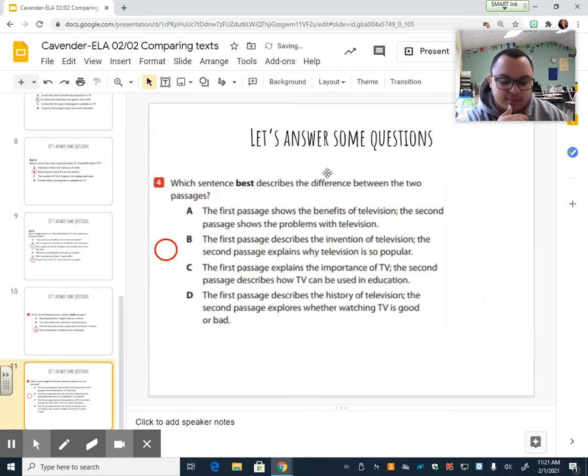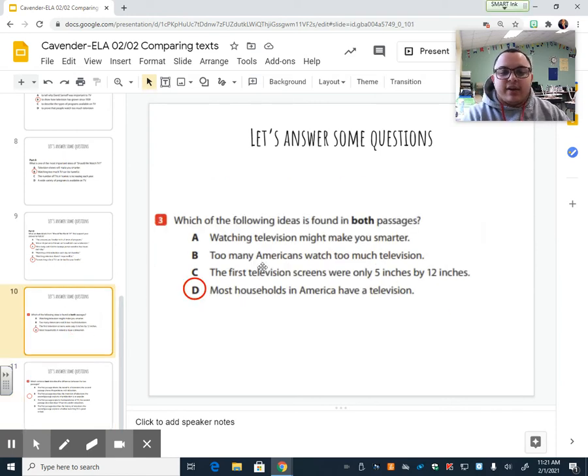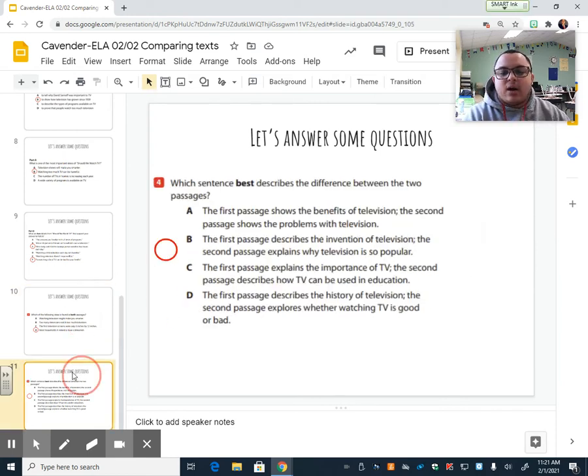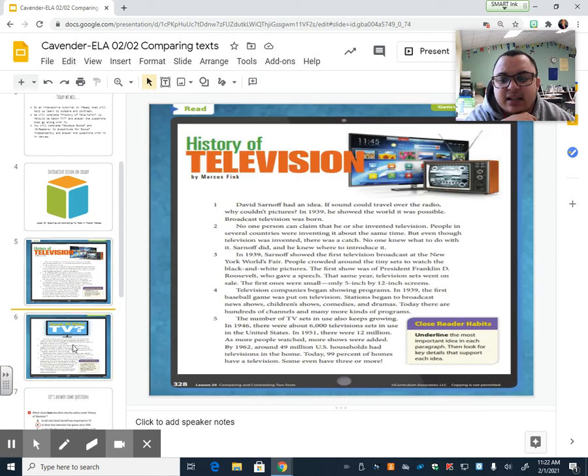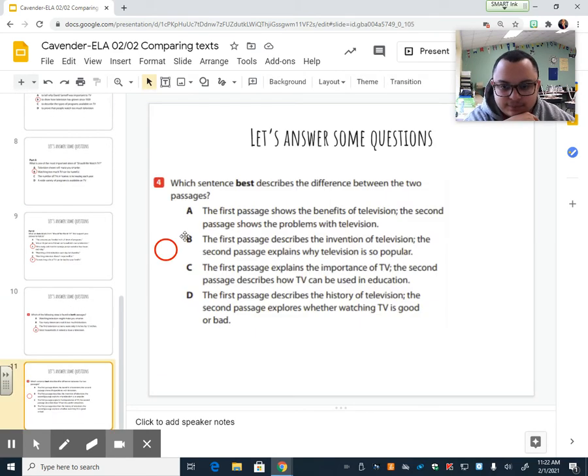Last question. So this says, what sentence best describes the difference between the two passages? So here we were told how they were the same, and now we're going to tell how they're different. That's the compare and contrast. Is it A, the first passage shows the benefits of television and the second passage shows the problems with television? No, this doesn't tell us the problems with television or the benefits of television.